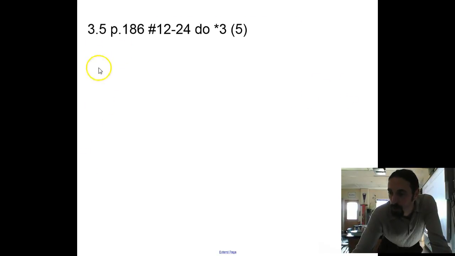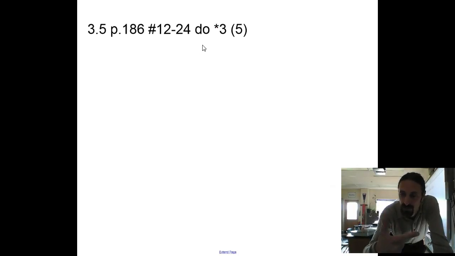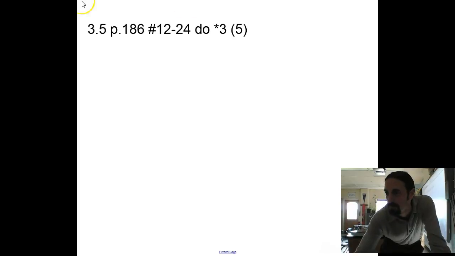I've got a few problems for you to do here. There are just 5 problems, but they will take time, so please make sure you're doing them correctly. This is problems on page 186, number 12 through 24, and just do the multiples of 3. So that's 12, 15, 18, 21, and 24. Have a good one.